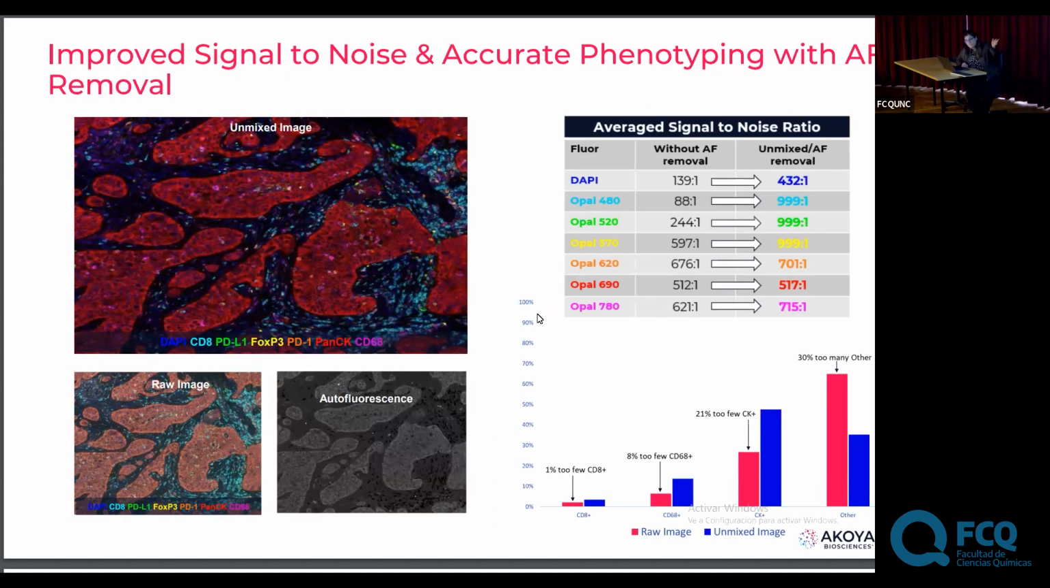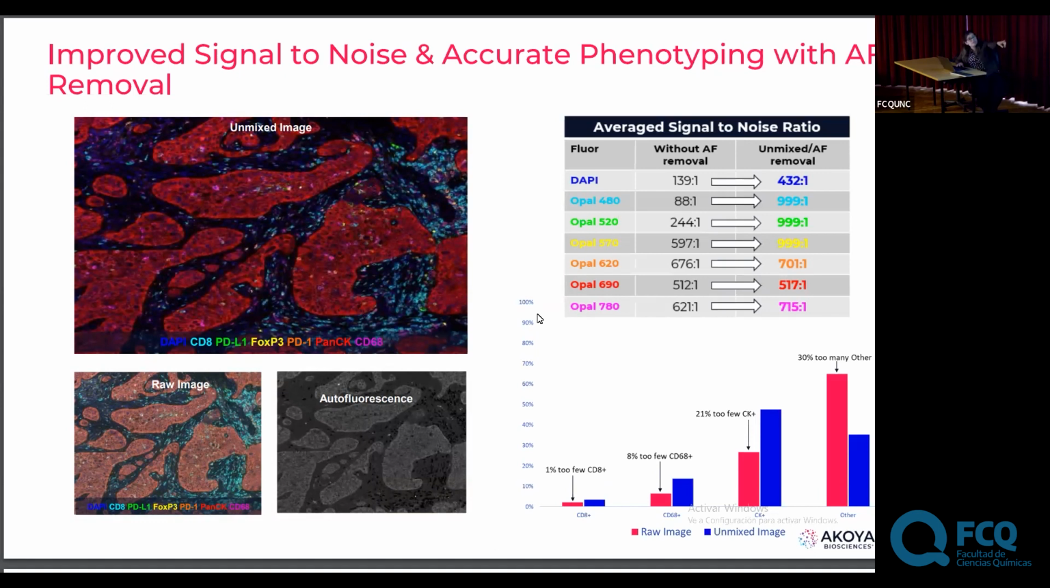So here on the right-hand side, we see some data that supports the importance of removing autofluorescence from your sample. You can see up to a 10-fold improvement of the signal to noise ratio. For example, we see here in 480, which is the channel where we typically detect the most autofluorescence, a signal to noise ratio increase from 88 to 1 to 999 to 1.